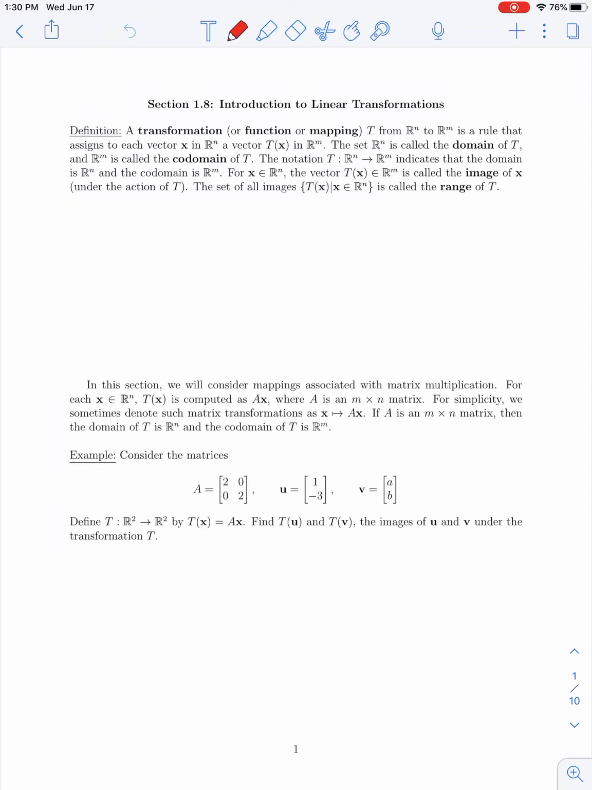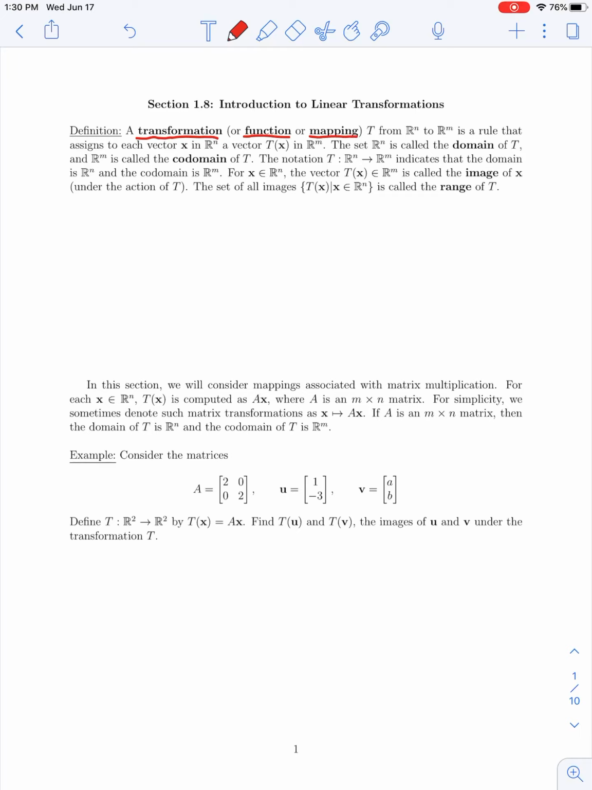Okay, in today's lecture, we're going to cover the section 1.8 material, which is an introduction to linear transformations. So let's start by introducing some terminology. Throughout this section and the next section, we're going to be discussing transformations. A transformation is really just an example of a function, which might also sometimes be called a mapping.